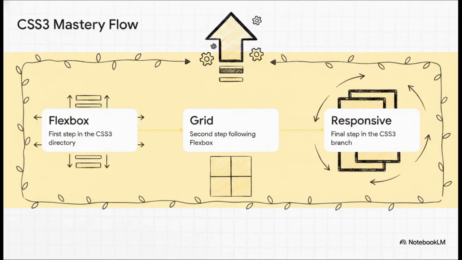So, the crucial point here is that these nested CSS3 items dictate a very specific step-by-step sequence of mastery. You don't just learn them all at once. The flow starts with step 1, Flexbox, for one-dimensional layouts. Then it progresses to step 2, Grid, for real two-dimensional control. Finally, it culminates in step 3, responsive design, to ensure both of those adapt flawlessly to any screen size. The architecture implies a strict logical progression.